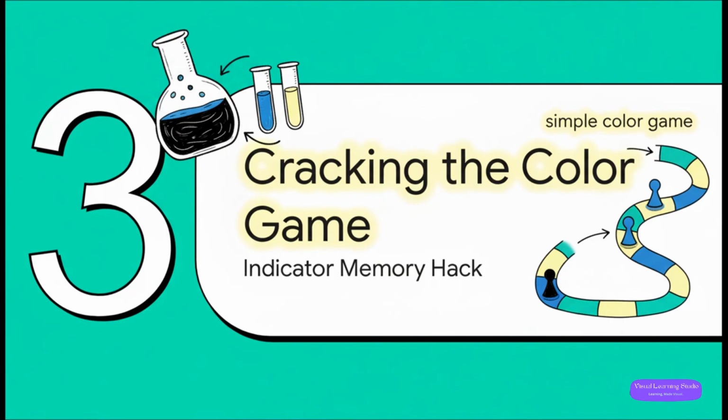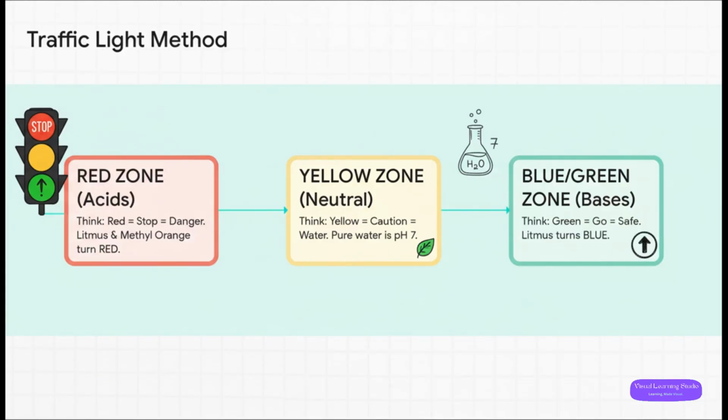All right, let's keep going and move on to our next memory hack. This one is for remembering chemical indicators. You know, that part of chemistry that feels like you're just trying to memorize a random list of colors? We're going to simplify all that by turning it into a little color game. I want you to just picture a traffic light in your head, okay? The red zone is for acids. Red means stop, danger, right?